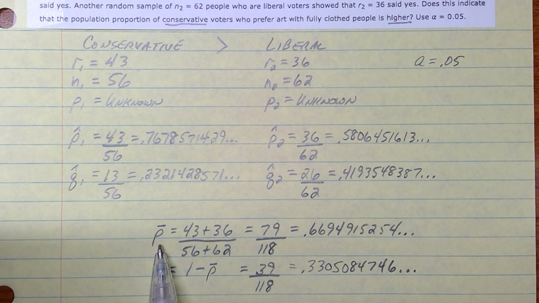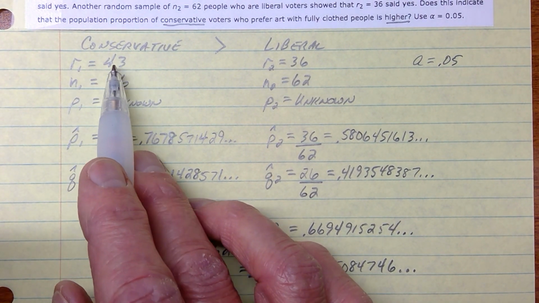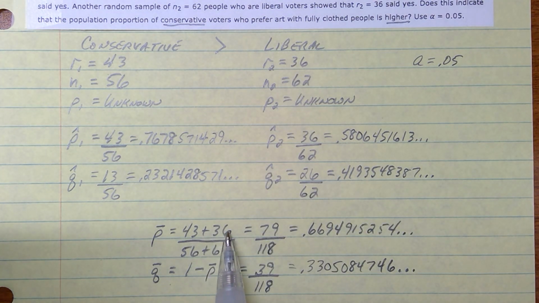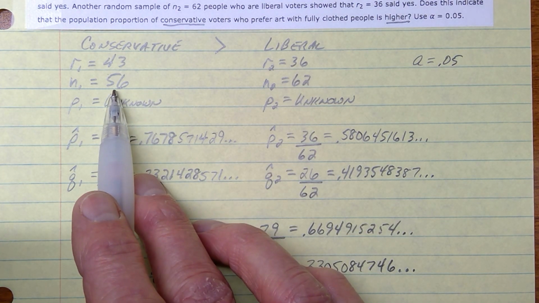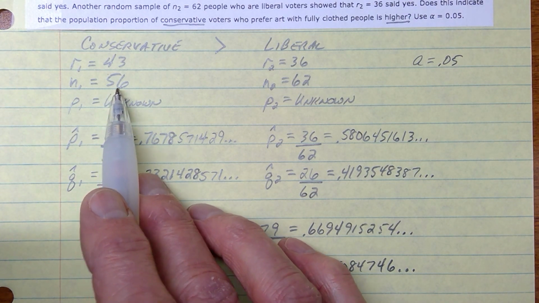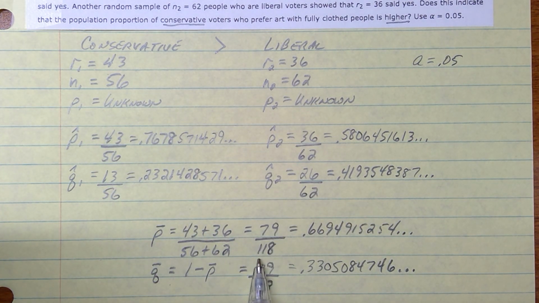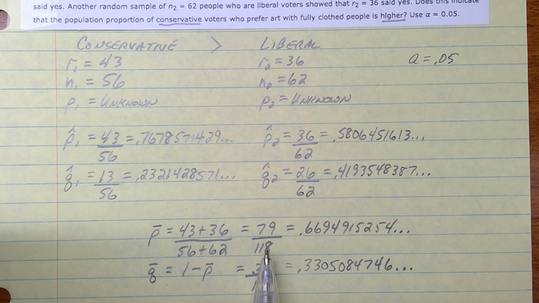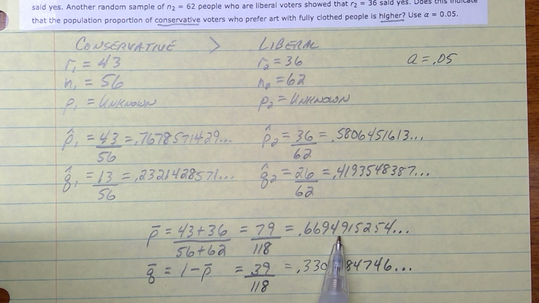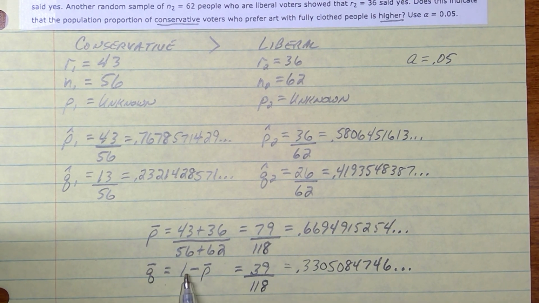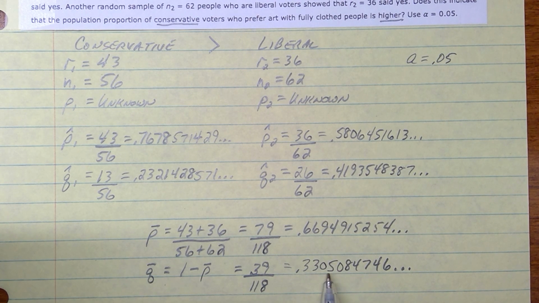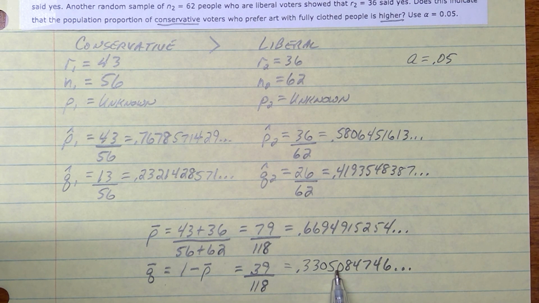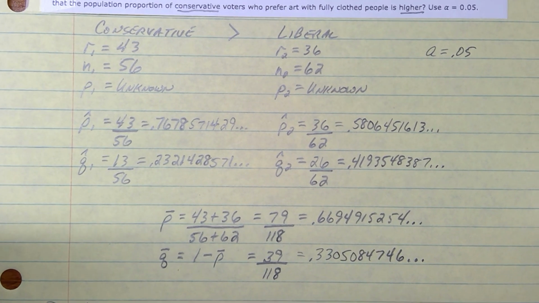My pooled estimate just kind of lumps everything together. It lumps the number of successes together, 43 plus 36. We pool those together for 79. And then we total our numbers. We pool our numbers. 56 in that group, 62 in that group, adds up to 118 total. That creates a new fraction, 0.6695. And then q bar, the easy way is just take that number away from 1, or take that fraction away from 1. So 79 said yes if you pooled them all together, which means 39 said no. And there's my two decimals. Remember, these two decimals always got to add up to 1 or 100%, however you like to think about it.